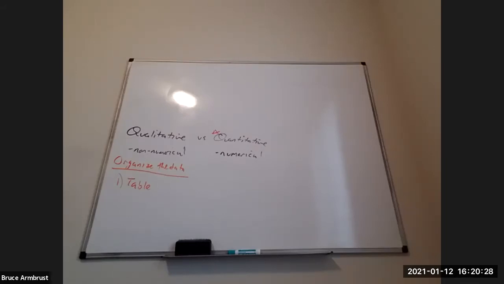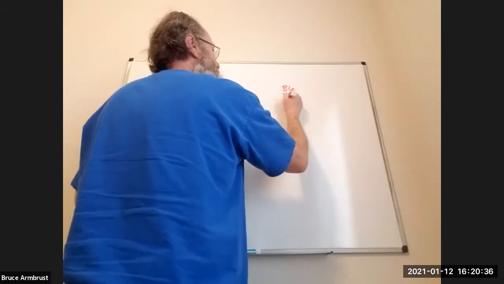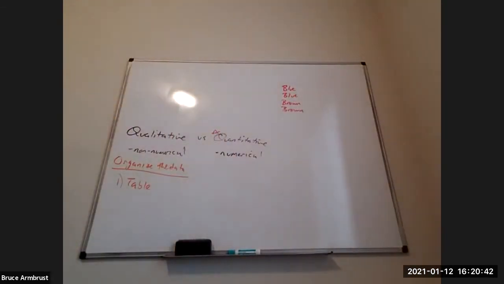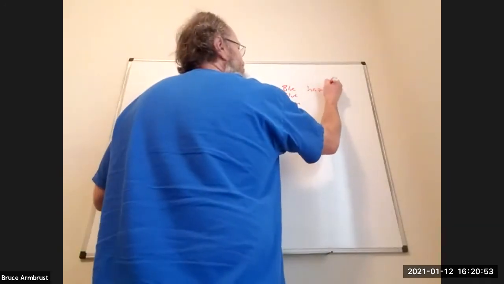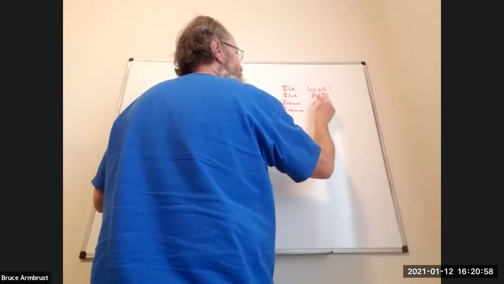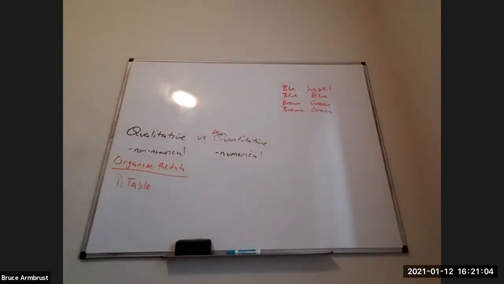So starting at the top, we've got blue, blue, brown, brown. Let's make my list here. So blue, blue, brown, brown. Hazel, green, blue, green. Hazel, blue, green, green. Then we've got hazel and bluish.